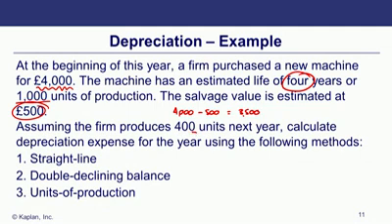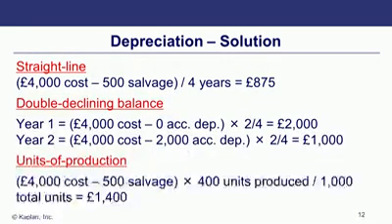Okay, we're also told that the firm produces 400 units. So let's look at our depreciation methods under straight line, double declining balance, and units of production. So straight line, there you are, the 4,000 cost minus 500 salvage, 3,500, spread over 4 years, giving us a constant depreciation expense of $875 a year.